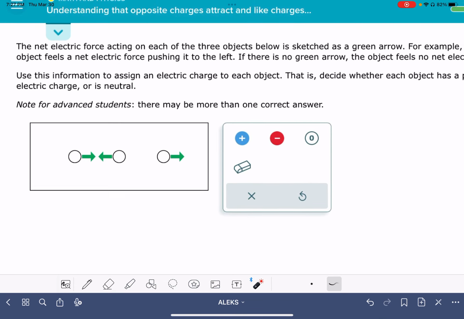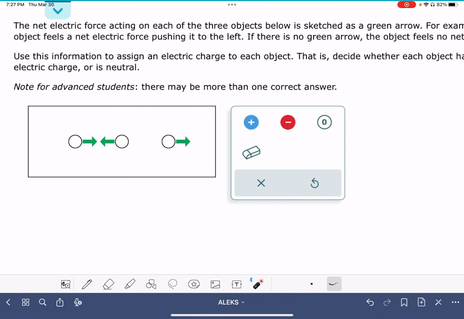Let's look at one that looks a little bit more normal. Look at this problem. This one's more normal. So here we have our three objects, 1, 2, 3, and we can see the green arrows representing the electric forces that are acting on each of these three objects.